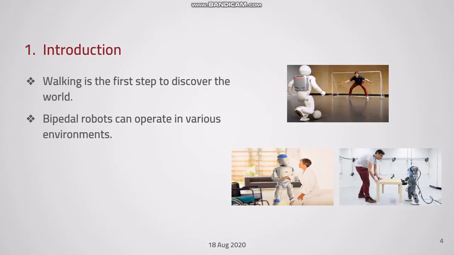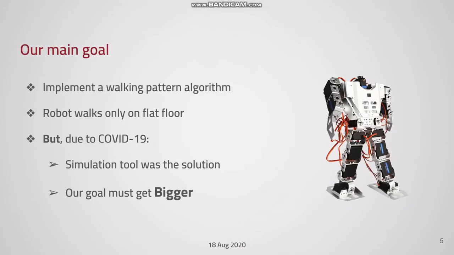As walking is the first thing that a human learns, and it is his first step in his journey to discover the world, and as the main task of humanoid robots is to do the tasks that humans can do, then the first thing that a robot needs to learn is walking like humans. From here came our idea, which is to implement a walking algorithm that makes bipedal robots walk like humans. Our main goal was to implement the walking algorithm that makes the robot walk on flat planes only.